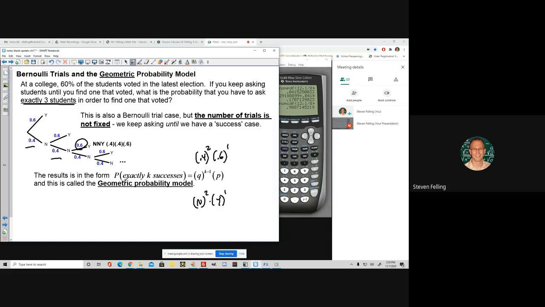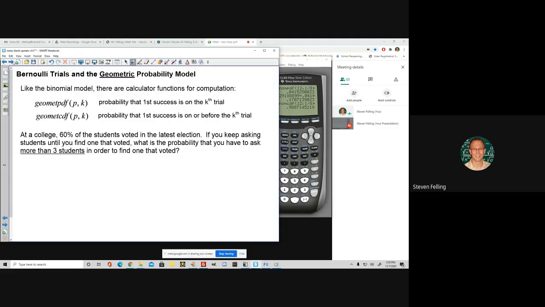Sometimes people don't even bother with the model in the calculator. They just do this directly, okay? But there is a function in the calculator. It's called geometPDF for the probability that the first success occurs on a specific trial, or geometCDF, which is the probability that the first success is on or before the kth trial.